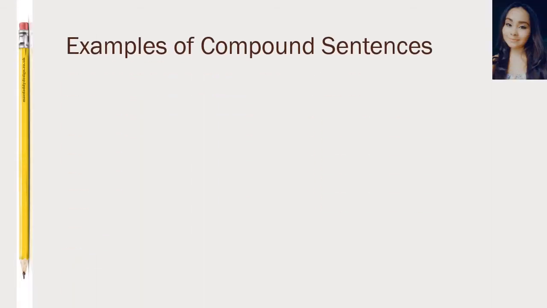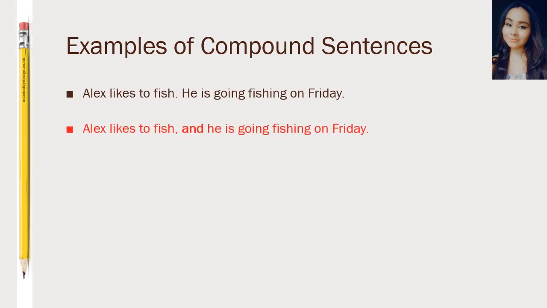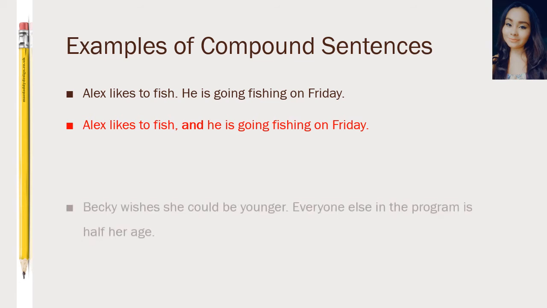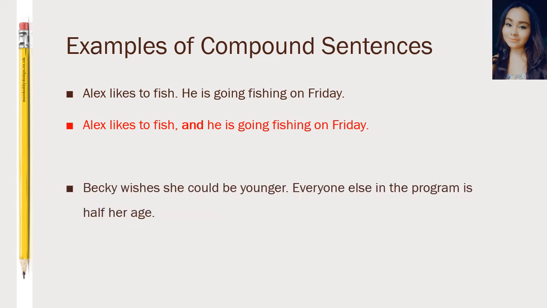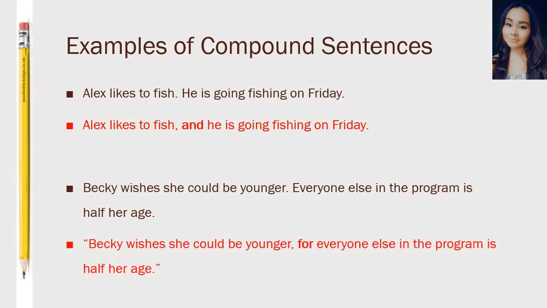Example of compound sentences. Alex likes to fish, and he's going fishing on Friday. Becky wishes she could be younger, for everyone else in the program is her age.